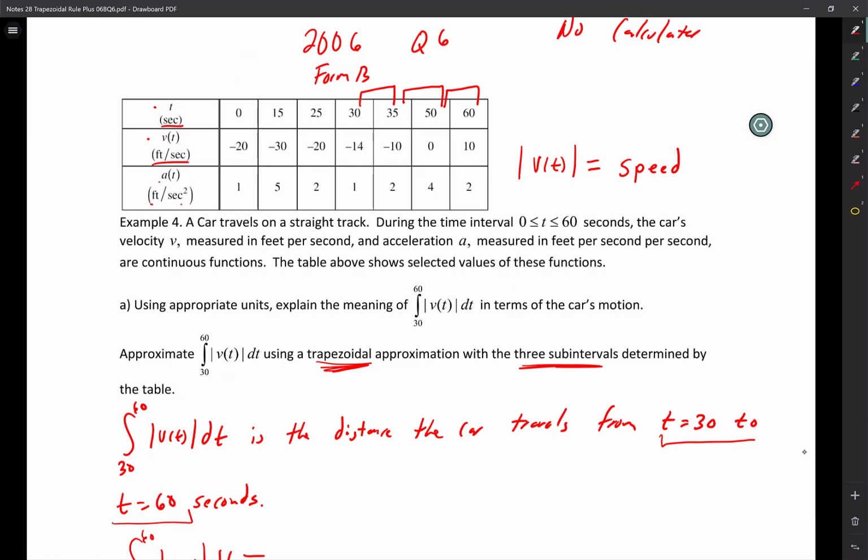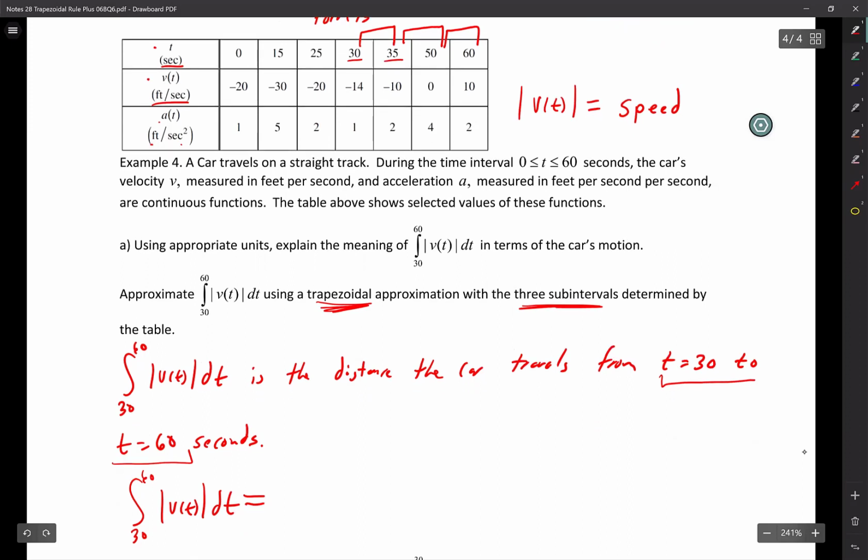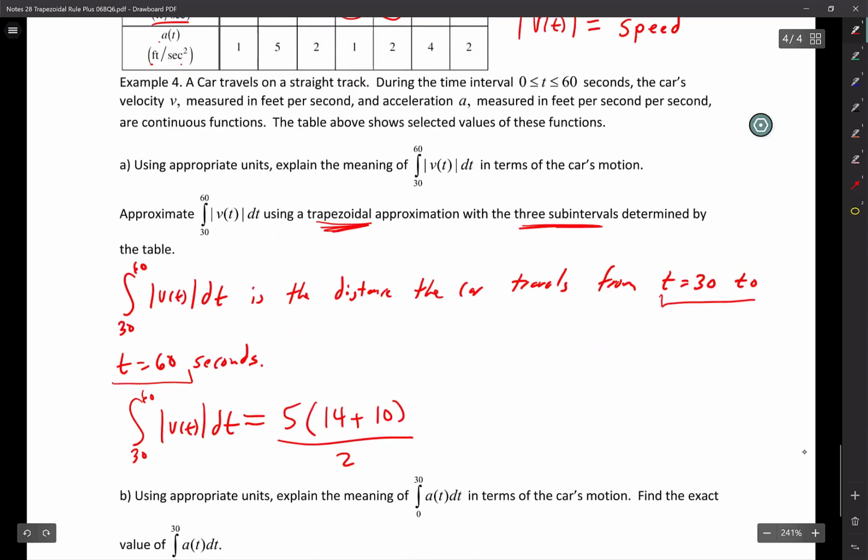So we start at 30. The height between 30 and 35 is 5. So I write 5. My first base is 14, plus the second base of that first trapezoid, which is 10, divided by 2. You have no calculator, by the way.